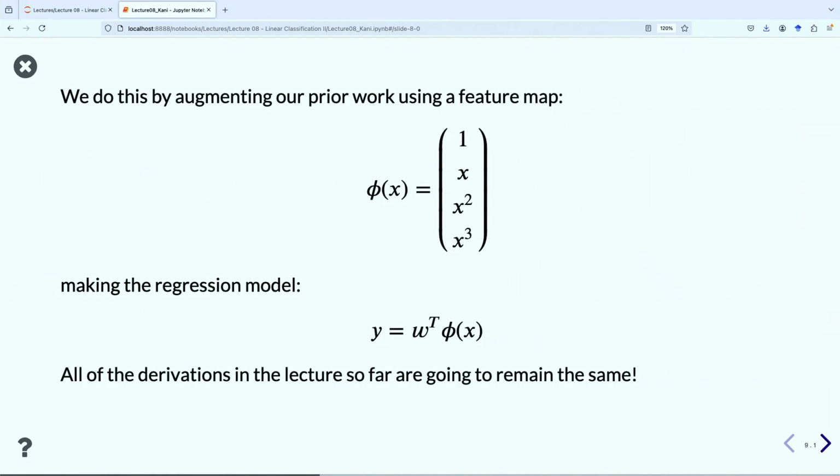So combining polynomial functions together, or combining any number of functions together, is done using what we know as a feature map. So what does this remind you of? This little vector of polynomials. You've seen an abstraction of this before in one of the lectures.